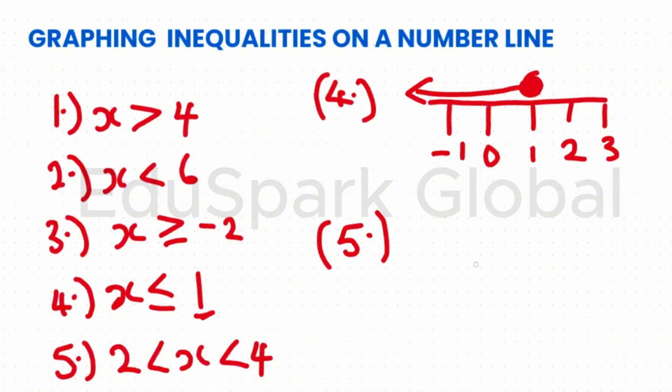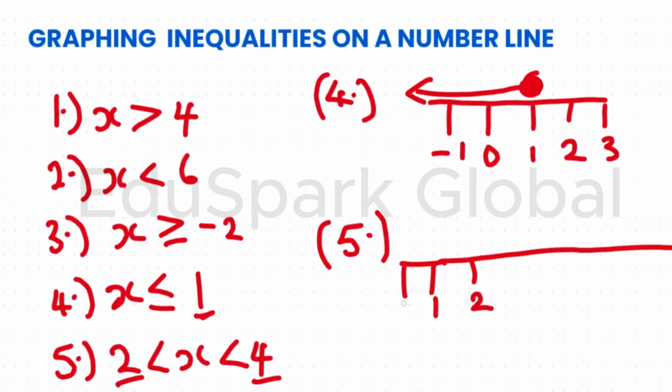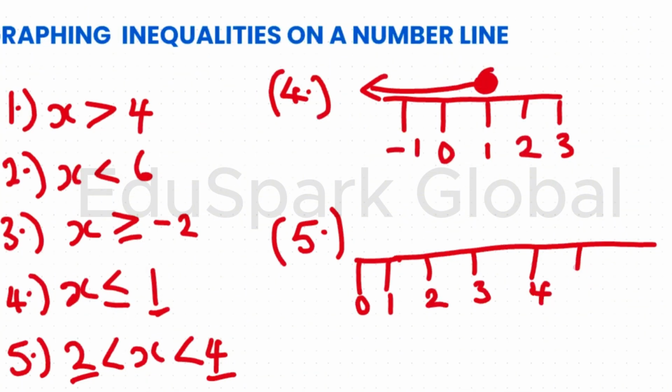So for question number 5, which is 2 is less than x and x is less than 4, we are going to draw our number line. We have 2 and 4. So let's ensure we have 2. So let's place two numbers at the back of 2, which is 1 and 0. We have 3, we have 4. So let's place two numbers in front of 4, which is 5 and 6.